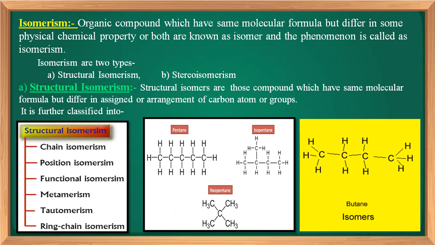So what is structural isomerism? Structural isomers are those compounds which have the same molecular formula but differ in the arrangement of carbon atoms. So what do I say about structural formula? Structurally different. That means for a long chain compound, a methyl group is attached with the second carbon atom on the left. So that means the long chain carbon compound contains an alkyl substituent.